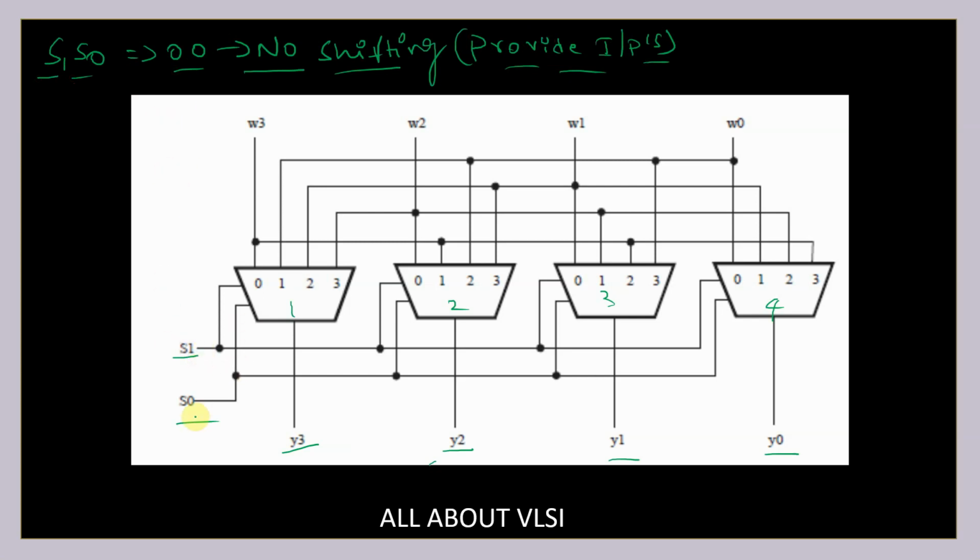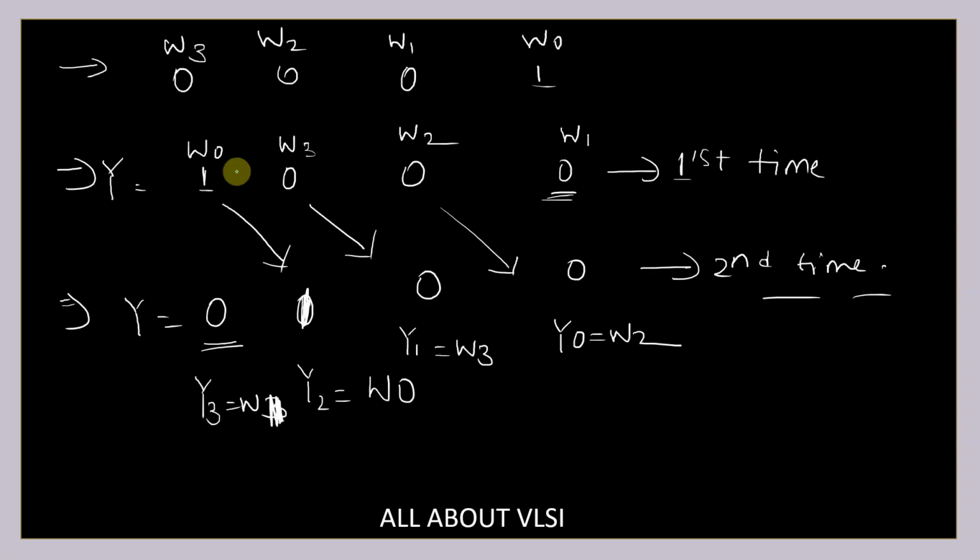Now, if S1 and S0 is equal to 0, 1, then the second pin will be selected for every multiplexer. And if you carefully observe, with S1, S0 equal to 0, 1, I'm going to perform right shifting by 1 bit position. For the very first shift, I can see clearly that my Y3 is W0, Y2 is W3, Y1 is W2, and Y0 is W1.